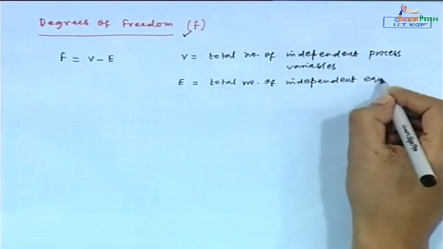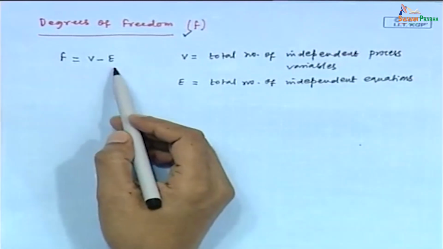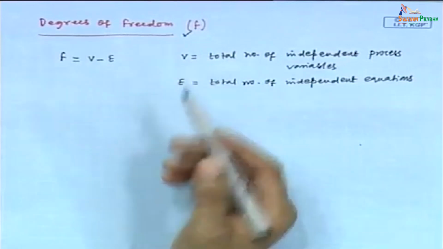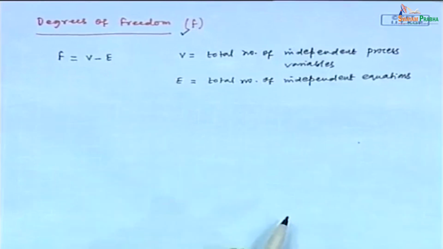Independent equations. Fine. So, degrees of freedom is basically the total number of variables, independent variables, minus the total number of equations. Now, in the analysis of degrees of freedom, we will consider three different cases.